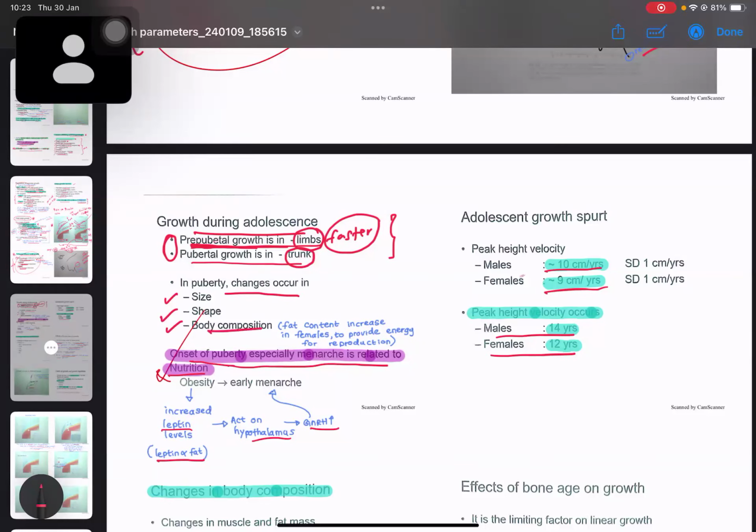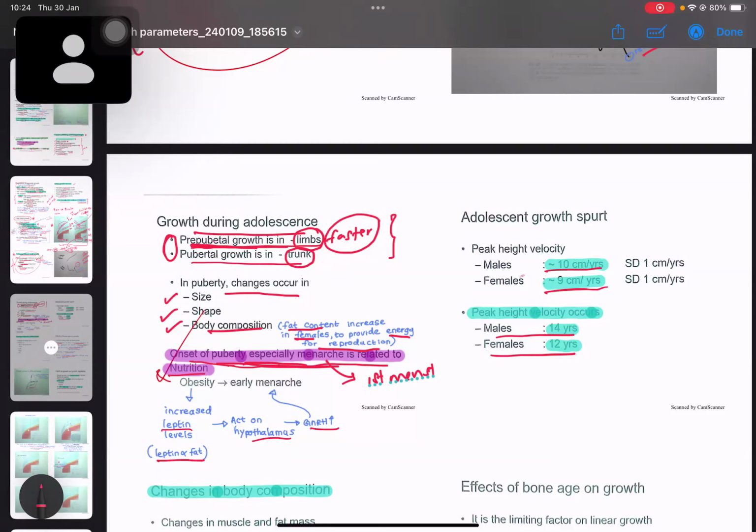Body composition mainly depends. Body composition means your fat content will increase in females so as to provide energy for reproduction. Reproduction is the ultimate goal of a human. So for the growth, the ultimate goal is to attain a good reproductive maturity. So for that only, growth is happening in humans. So body composition changes. The onset of puberty, especially the menarche, the first menstruation, is the onset of puberty in girls.